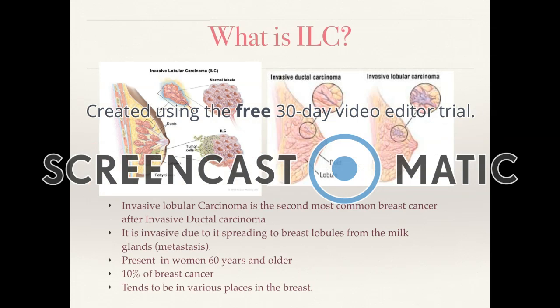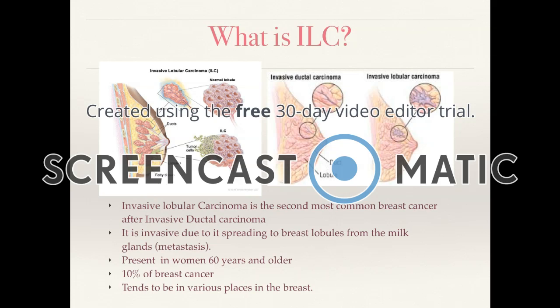What is invasive lobular carcinoma, or ILC? ILC is the second most common breast cancer after invasive ductal carcinoma. As shown in the image to your left, ILC starts in lobules, invading surrounding milk glands and breast tissue. The green portion would be the tumor cells growing outside of the lobules into surrounding breast tissues. Unlike invasive ductal carcinoma, which invades the ducts first, as seen in the image to the right.